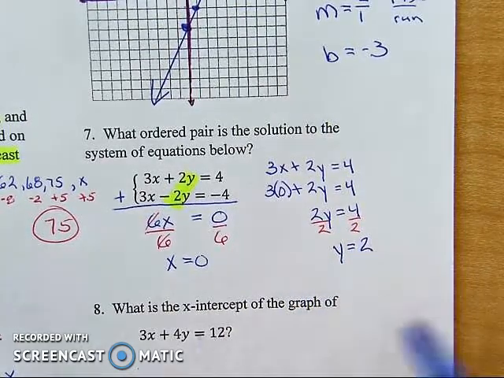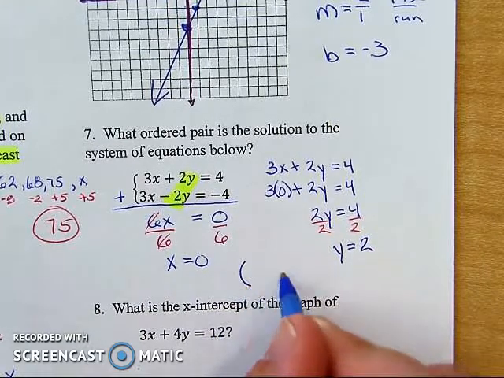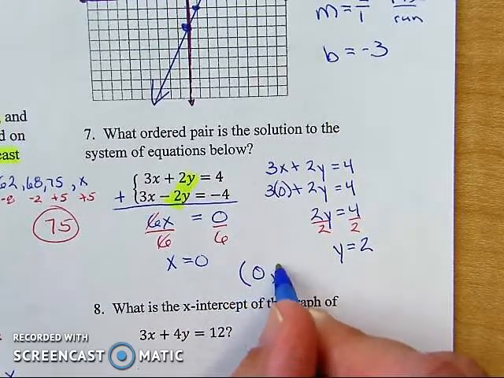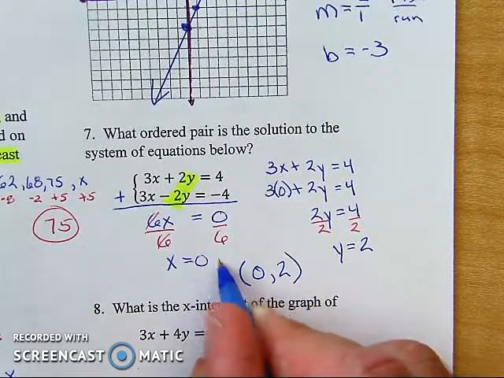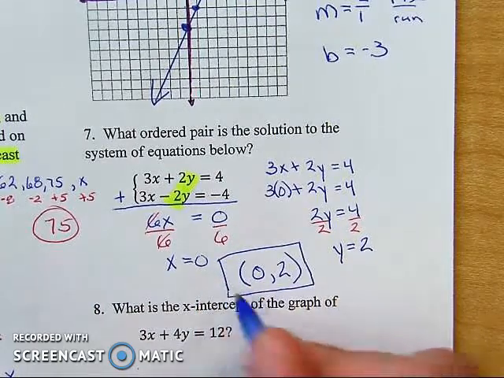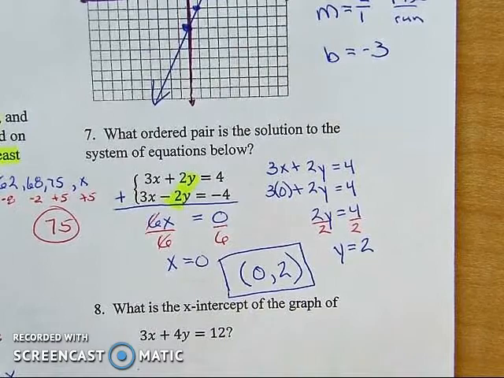And y is equal to 2. So remember, an ordered pair usually looks like this. So that is my answer, and I'll put that in a box too. So 0, 2.